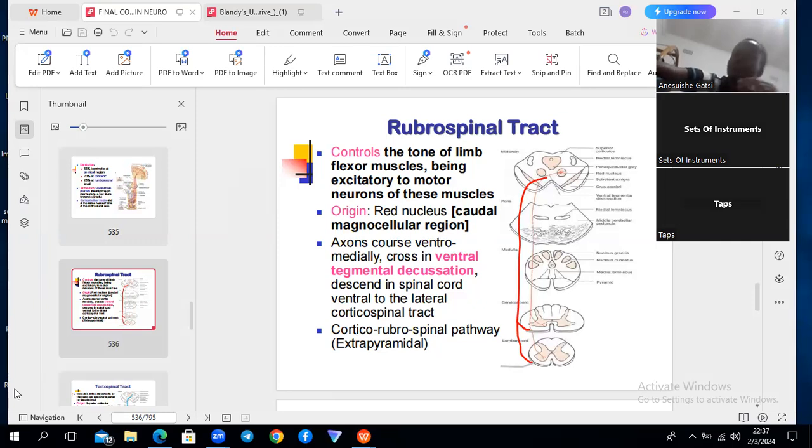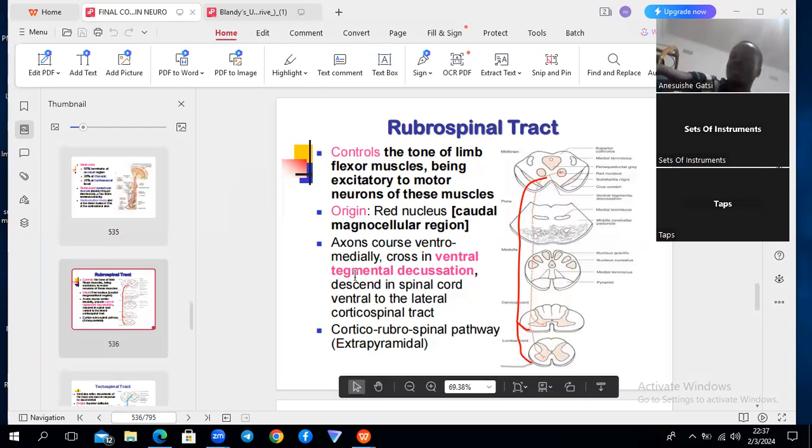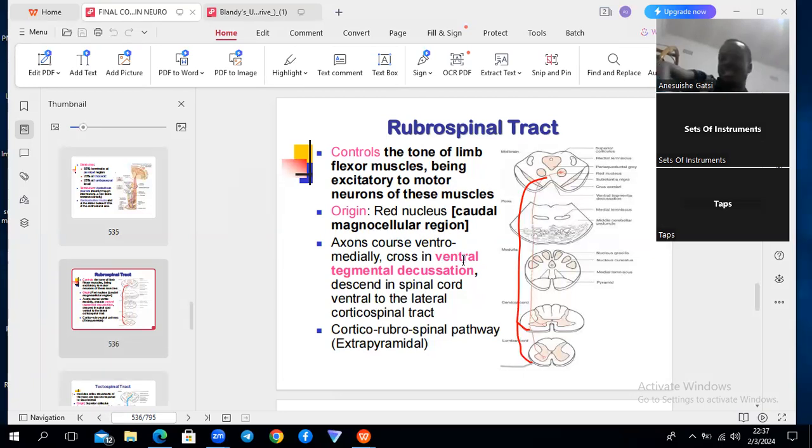Then number 2, this rubrospinal tract will actually decussate. And when it decussates, remember I said left brain rather will control right body. Then right brain will control left body. So rubrospinal tract will decussate. And where it decussates, it decussates in what is called the tegmentum of the midbrain. And it creates something called the ventral tegmental decussation.